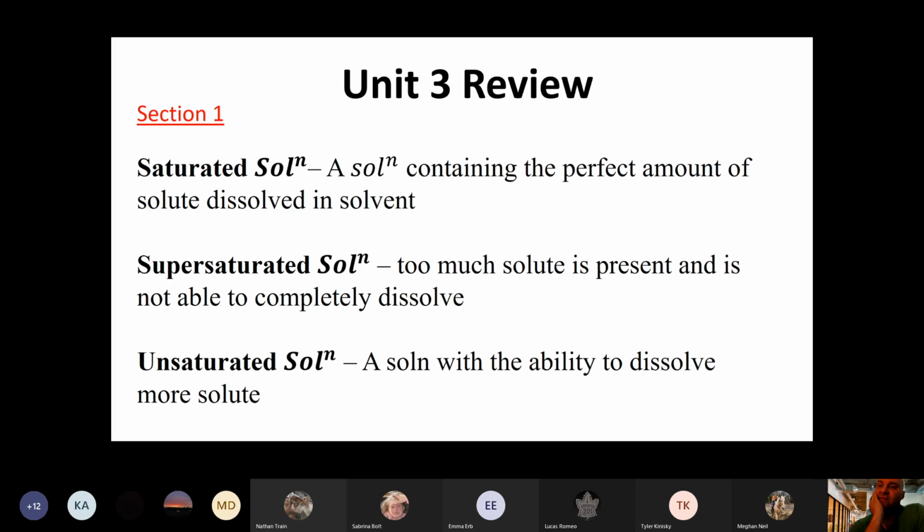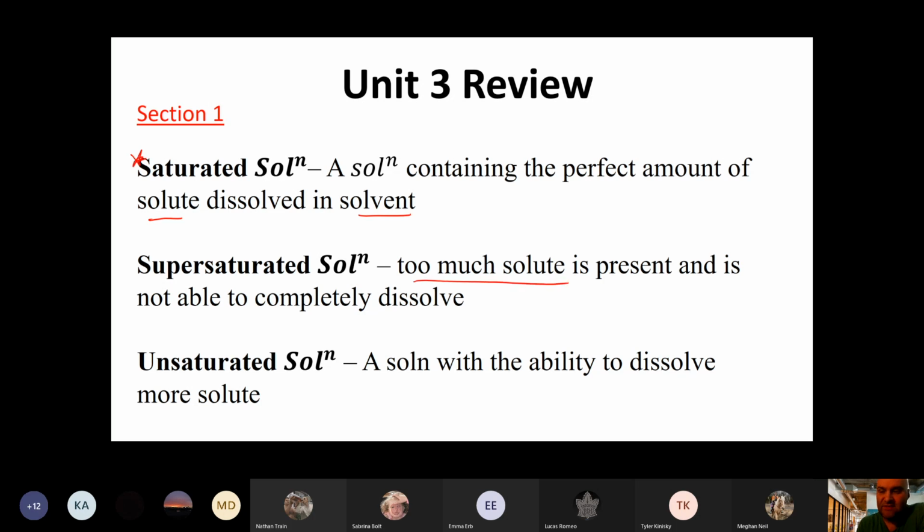The next set of definitions all sort of go together, all different types of solutions. So we have our saturated solution, which is the perfect amount of solute and solvent. To me, it's kind of theoretically impossible. You probably got either a little too much solute or not enough. But anyway, we'll consider that to be the saturated solution.